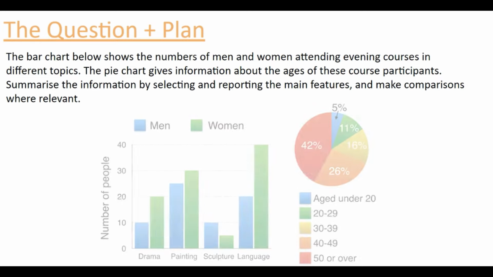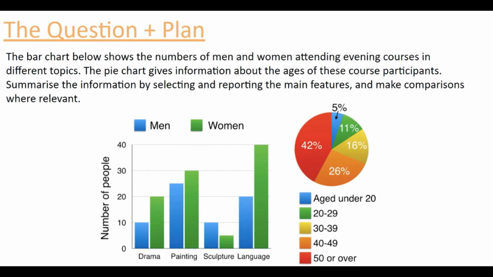Right, let's take a look at this. So let's begin on the left. On the left, we have our bar chart. At the top, men in blue, women in green. Let's look at the y-axis. We have number of people from 0 to 40. And along the x-axis, we have 4 different courses. We have drama, painting, sculpture, and language.